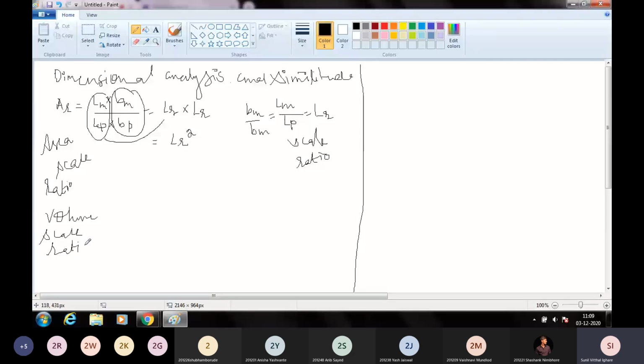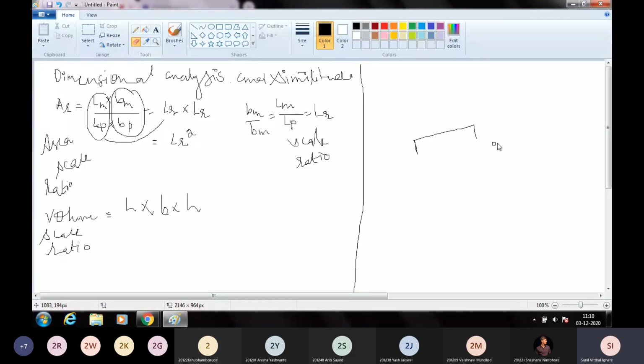So how to write the volume scale ratio? We know the formula for volume, that is L cube. Instead of writing L cube directly, I write it as L into B into H. So LB multiplied by H. This is the length of the model. In a previous lecture, we have seen that a model is something of lesser dimension.